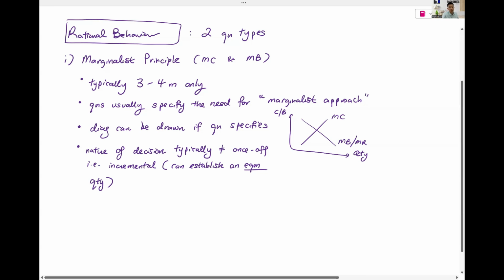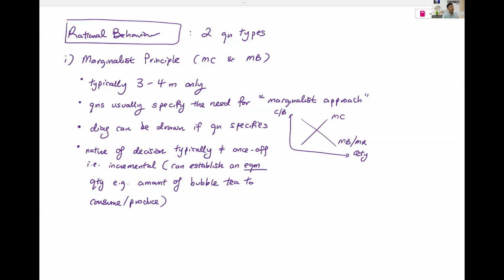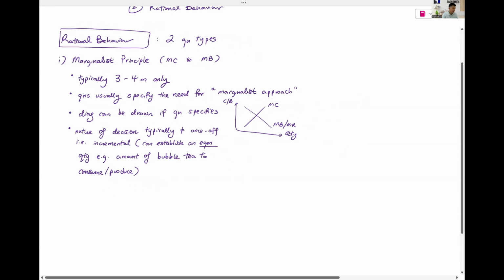Wow, we didn't know, right? There's so much going into this rational decision in the case study. You can establish an equilibrium quantity. Like what? Maybe I'll give you an example. Amount of bubble tea to consume, or to produce. It should follow this, but unfortunately, it's not always the case. So this is what you do.